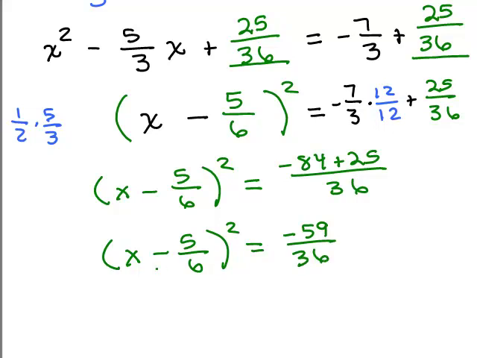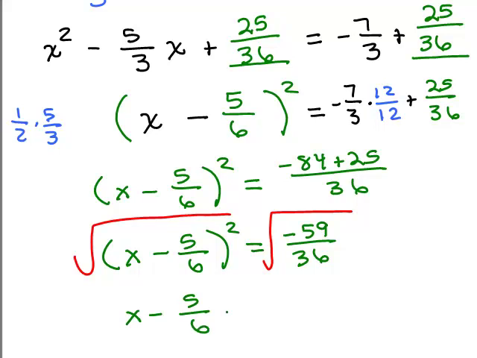So I've got (x − 5/6)² = −59/36. So now we want to take the square root of both sides. Now remember, when you take the square root of both sides, you're going to have to put a plus or minus in front of this number over on the right. So on the left side, when I take the square root, I could just write x − 5/6. But on the right side, I have to put plus or minus in front of the fraction.